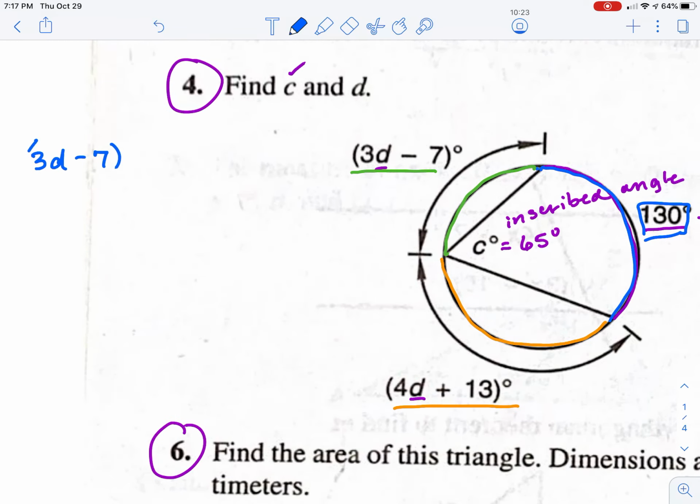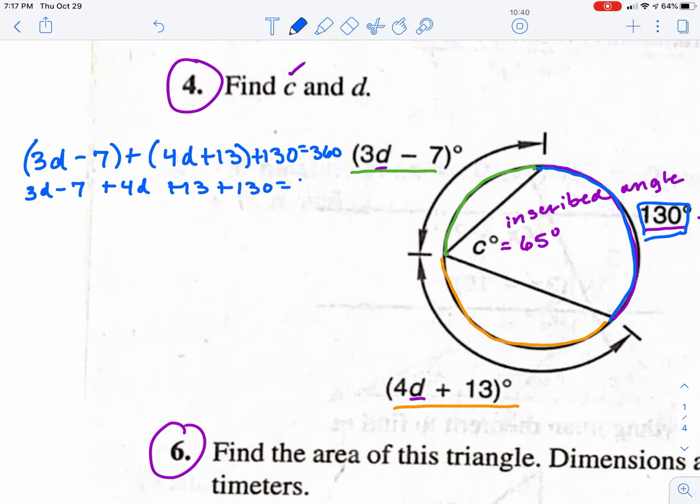3D minus 7 plus 4D plus 13 plus 130 is going to equal the total measure around our circle. So there's our equation. So now we just drop the parentheses here. And let's do our algebra. So I'm going to combine like terms. I have a 3D plus a 4D. So I have 7D here.